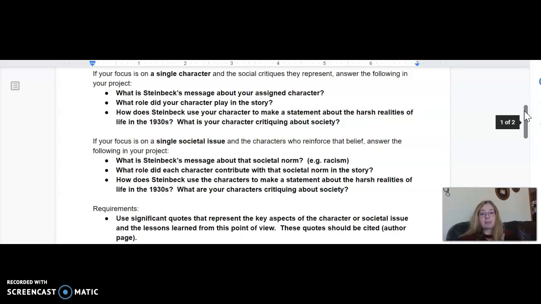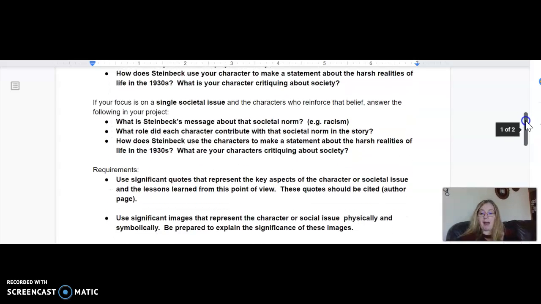Now, if you're focused on a single societal issue, these are the questions you're going to answer in the summative collage. What is Steinbeck's message about that societal norm? An example here is racism. However, you know from our class discussions that there are so many social issues going on, so it's almost as if you have a plethora of them to choose from. What role did each character contribute to that societal norm in the story? How does Steinbeck use the characters to make a statement about the harsh realities of life in the 1930s? And what are your characters critiquing about society? So those are the questions you're going to be answering on your summative collage.